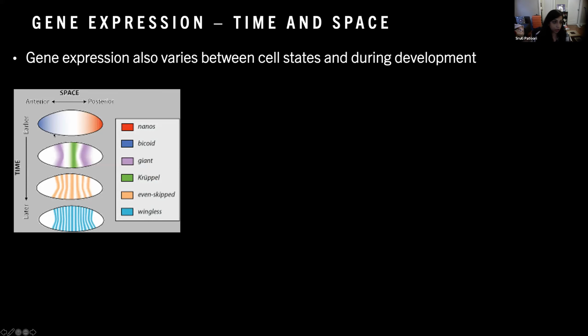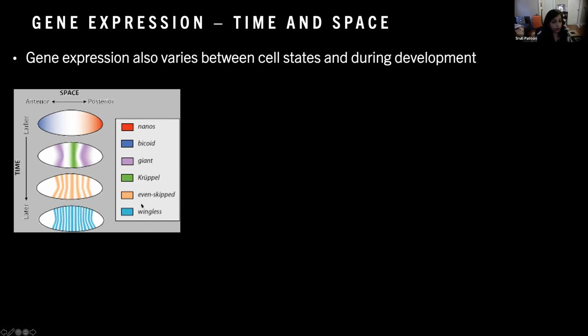So this is a Drosophila embryo. This is a schematic from a very classical experiment from, I want to say, the late 80s, of how genes in the Drosophila embryo change over time and across space. So you have the anterior posterior axis, so one end of the embryo and the other end of the embryo. I'm assuming everyone can see my cursor. Is that true? Yes, okay.